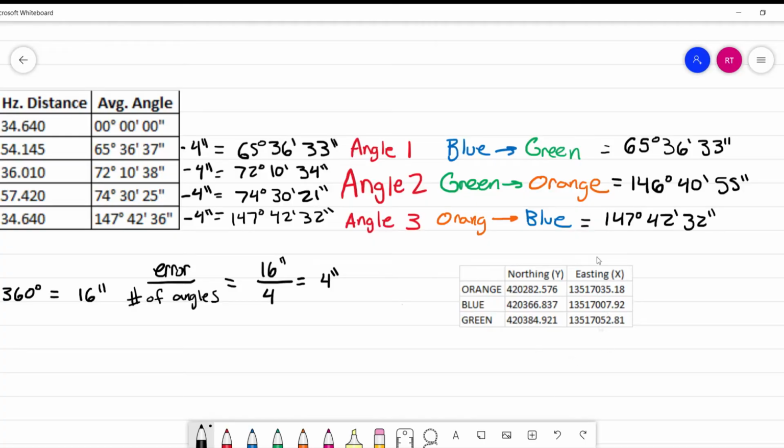Alright, now let's reveal what the coordinates are of orange, blue, and green. These are the northings and eastings. Remember, northing is technically the y coordinate and easting is the x coordinate. In surveying, they're flipped from traditional plotting.